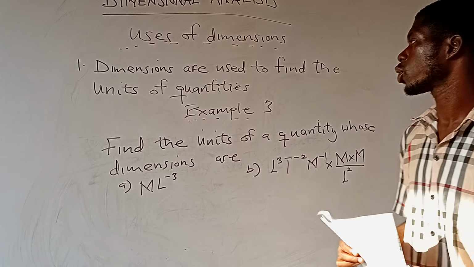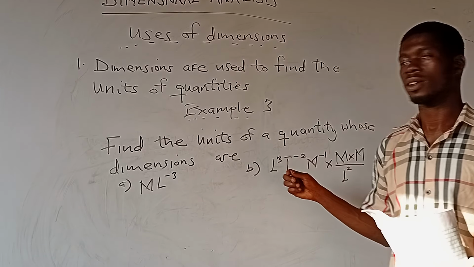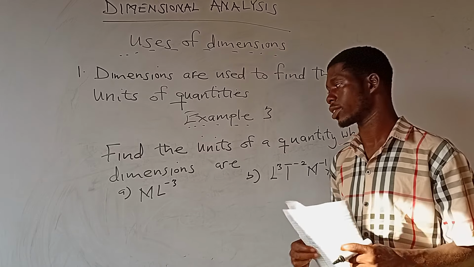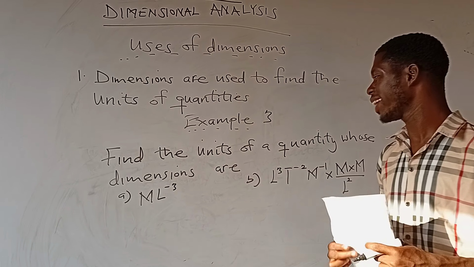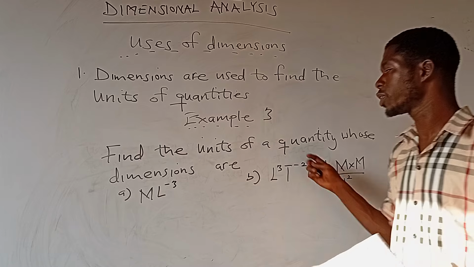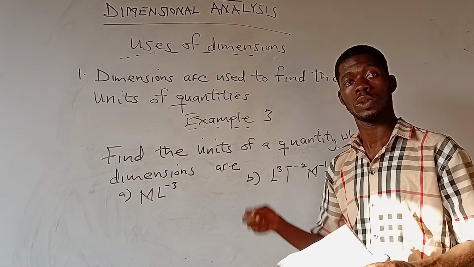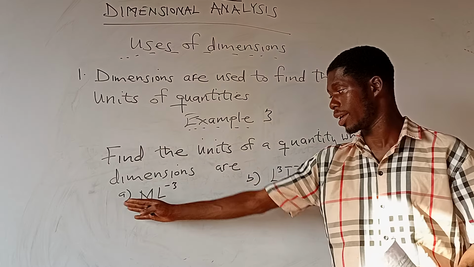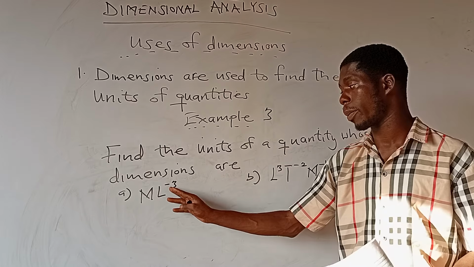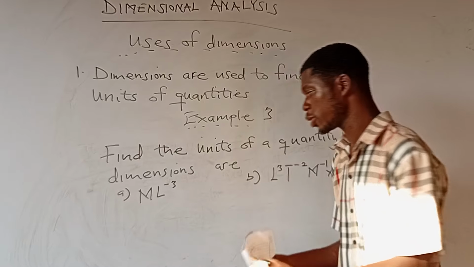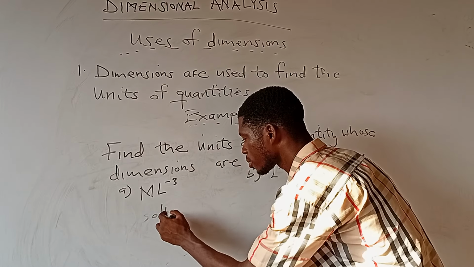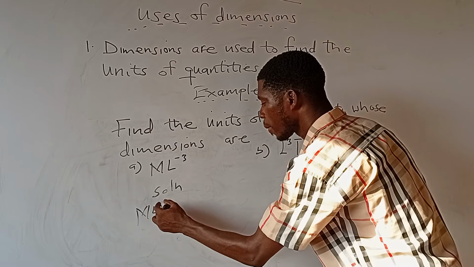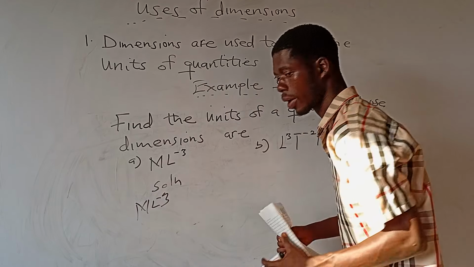Okay. So example 3 on the first use of dimension. It says find the unit of a quantity whose dimensions are M L^3. Okay, so solution.